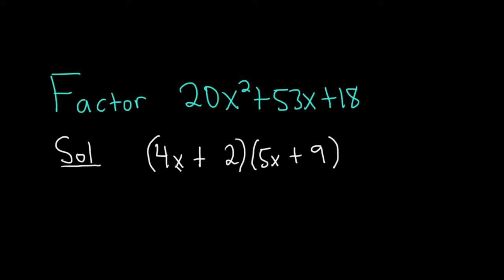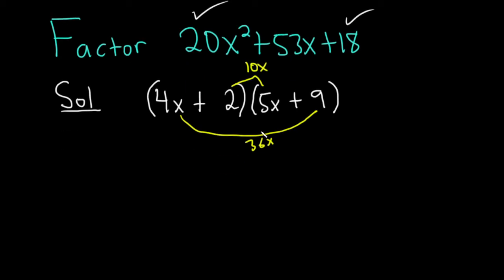Let's check. 4x times 5x is 20x squared. That part's easy. 2 times 9 is 18. That part's easy. What's really the hard part is this middle term. To find the middle term, you look at the inner and the outer. So the inner here, 2 times 5x, is 10x. And the outer is 4 times 9, so 36x. You add the inner and the outer, and it's going to give you 46x. Game over. It does not work. Huge, epic fail. So that's no good.